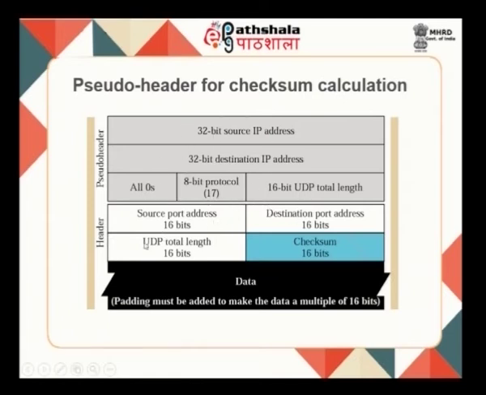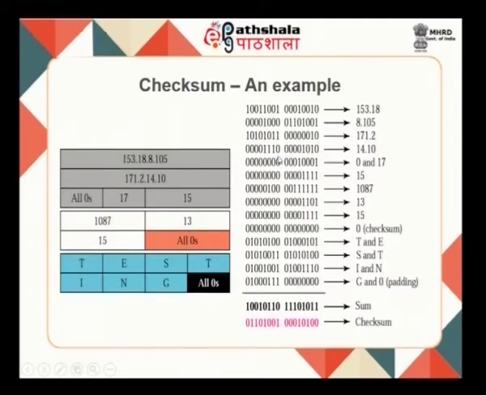This is the header part of the UDP itself plus the data. So let us take a few values and see how this whole thing will work out. Let us say this is the source IP address, this is the destination IP address. We have an all zeros field here, and this is our protocol number 17, which indicates that the UDP protocol is being used. Okay. So that is the information. This is the total length of the UDP packet.